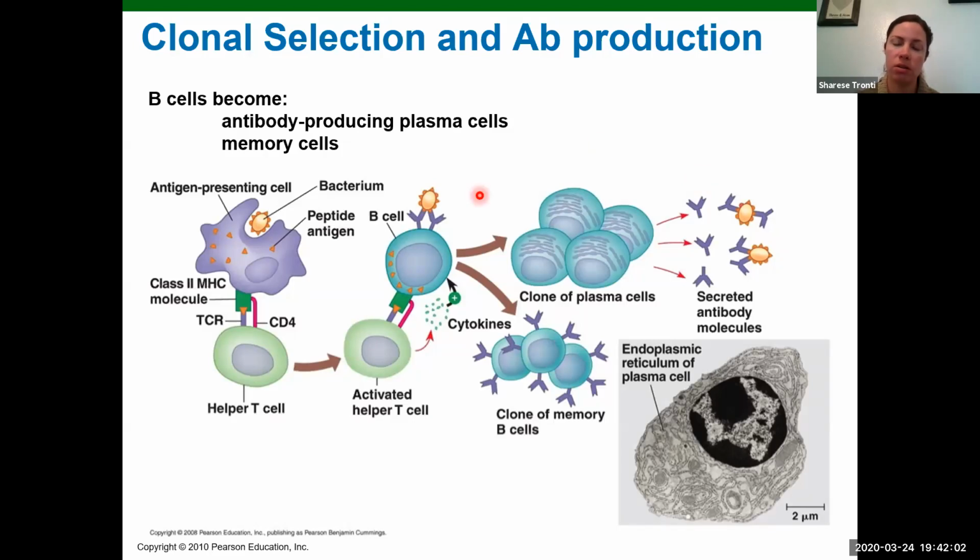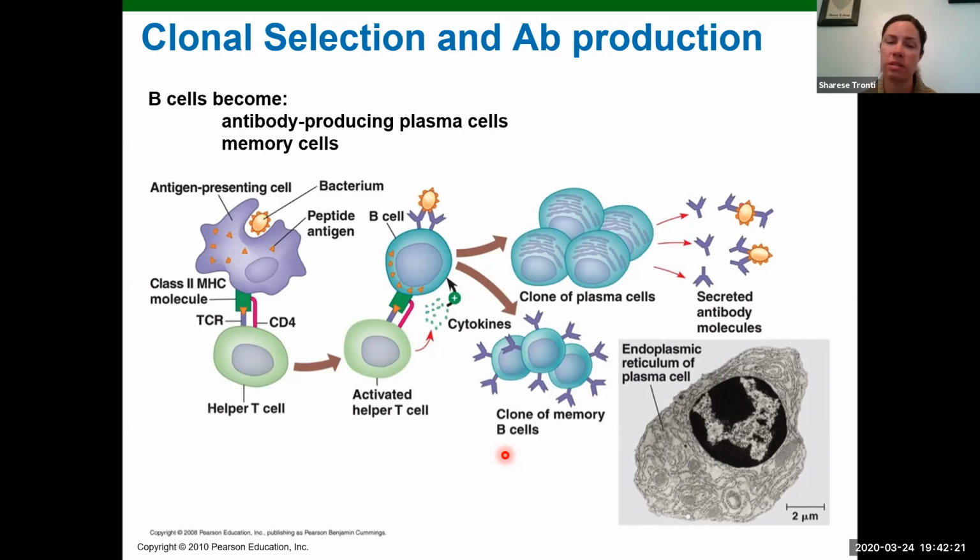Also, B cells turn into plasma cells. Most of them will do that, but some of them will also turn into these memory B cells. Memory B cells will last a long time, if not a lifetime, and so they are ready in case they are ever exposed to that same antigen again.